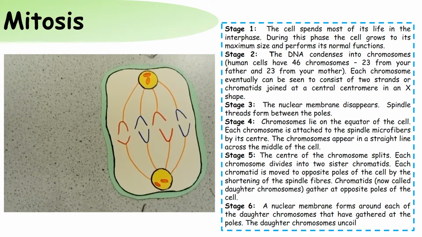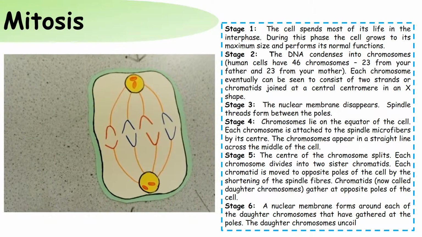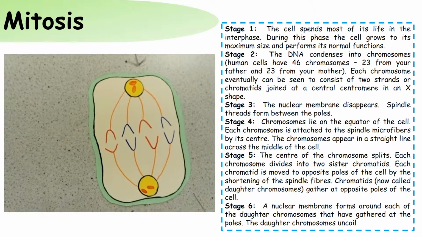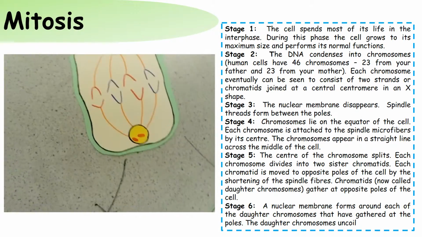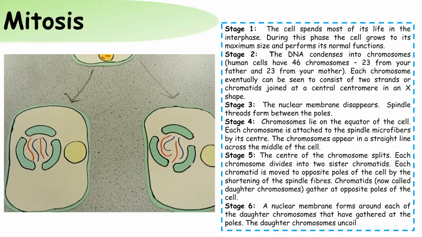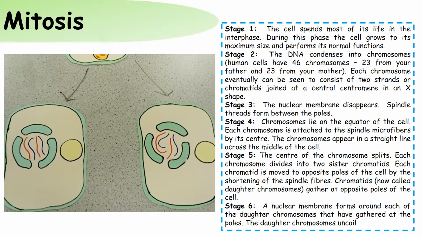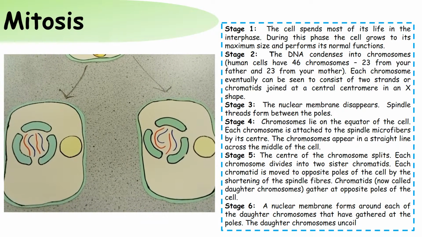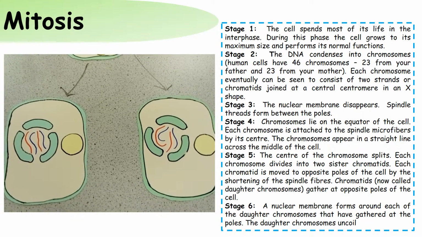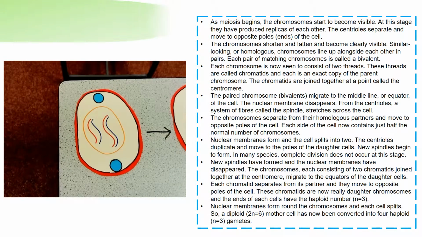Next stage is that the spindle fibres contract, pulling the pairs of chromosomes apart, so a full copy of chromosomes moves towards either end of the cell. And cell cleavage happens. Once a full set of chromosomes has moved towards either end of the cell, a new nuclear membrane forms around them and the cell splits into two individual cells that are genetically identical to the original one. These two new cells are called daughter cells.